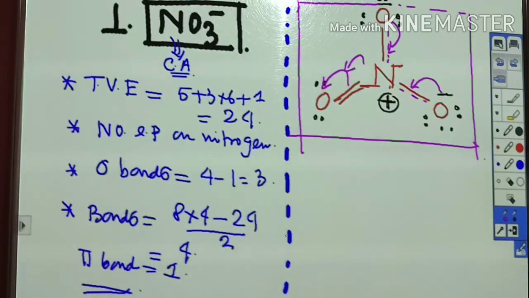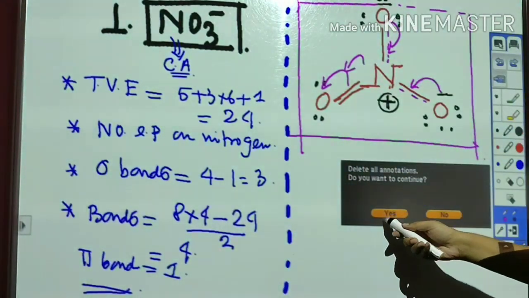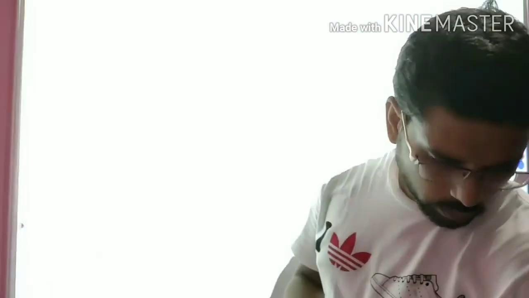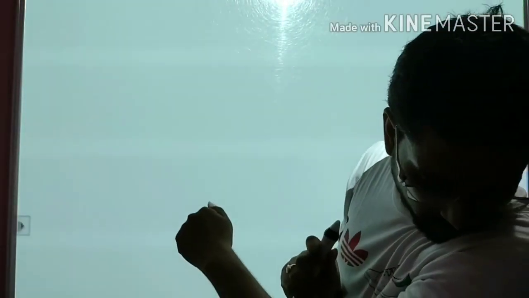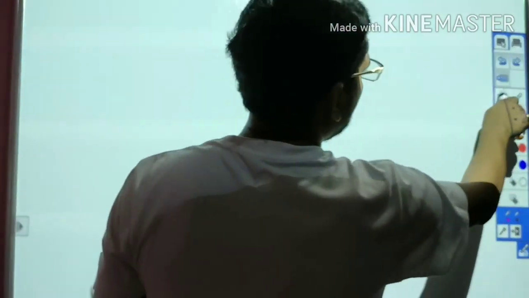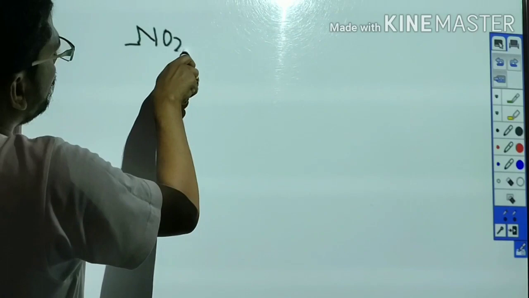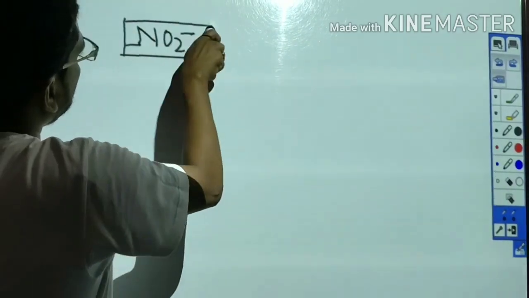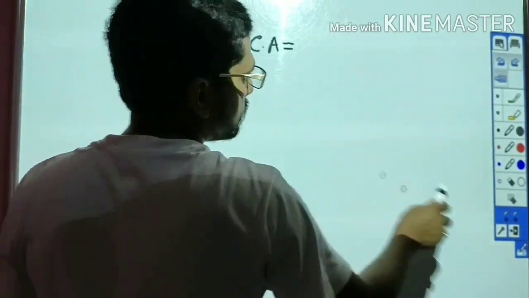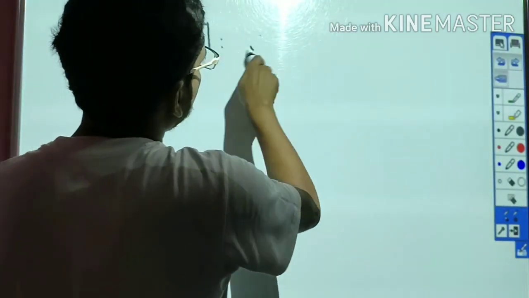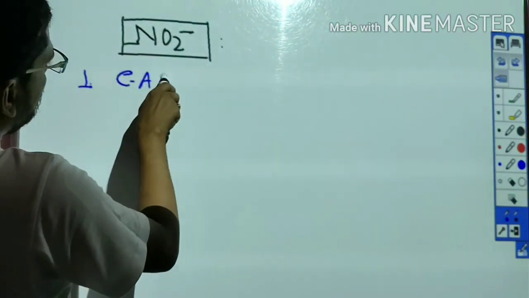Okay, next, how can we draw the Lewis structure of NO2 minus? Let me draw the structure of NO2 minus. Central atom, nitrogen.